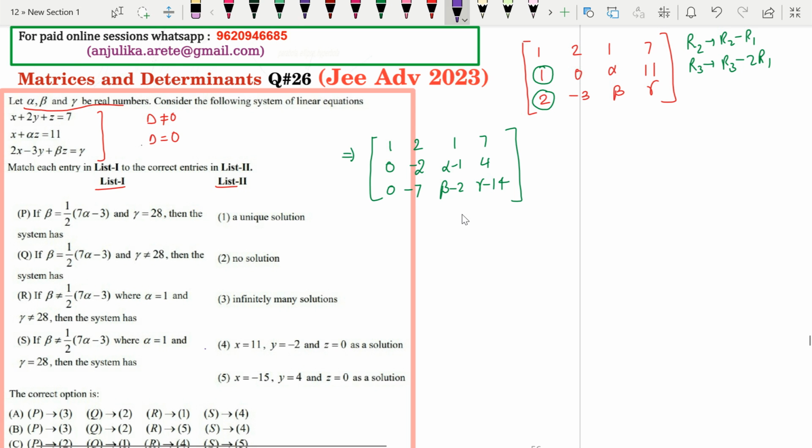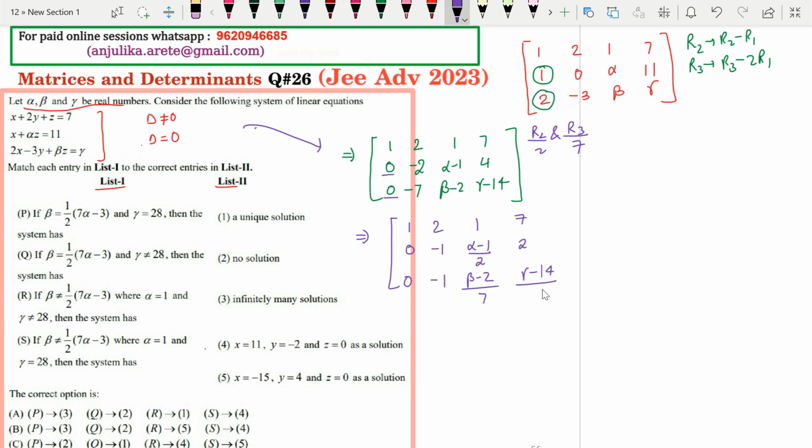This is what you get. You got a 0 here and 0 here. That means the coefficient of x is 0 now. You have an equivalent set of equations. It's the same set of equations, but in the second and third equation you no more have x in it. Now maybe we'll simplify this a little more by doing R2 by 2 and R3 by 7. This is what you end up getting.